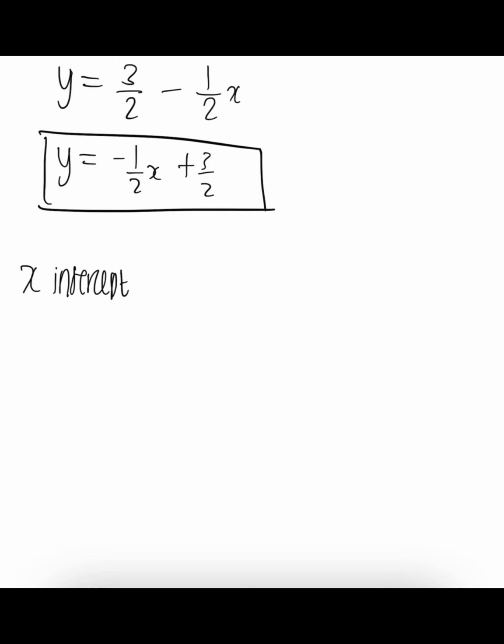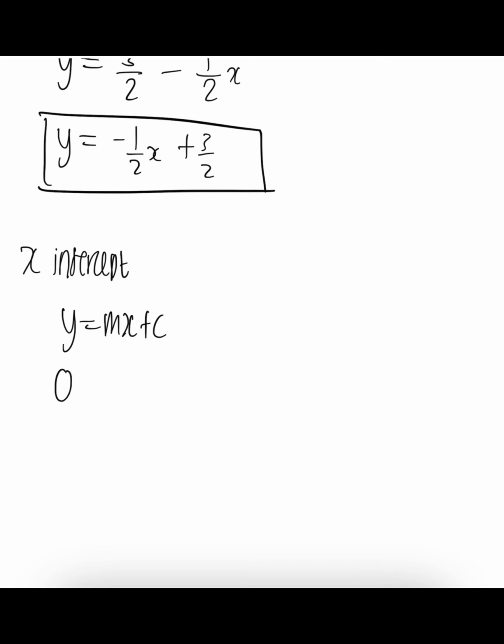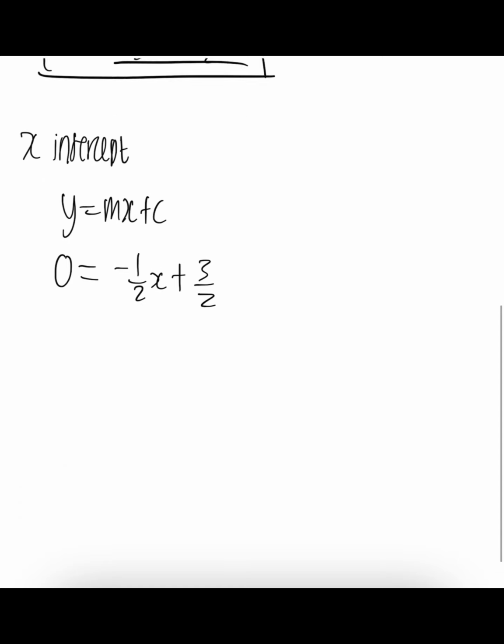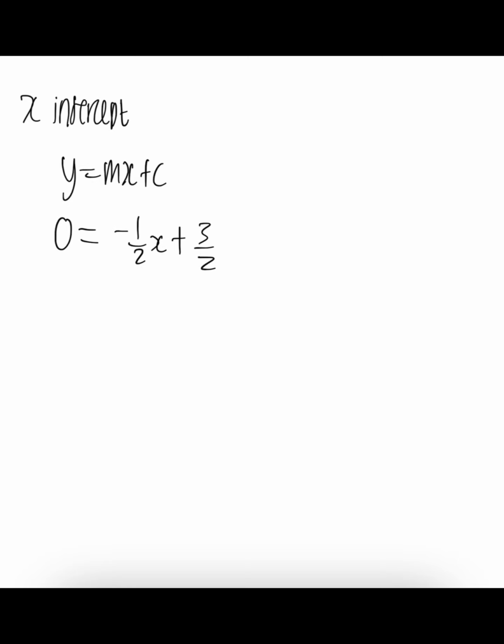When the x-intercept is found, it will also be the point where y is equal to 0. So y equals mx plus c will suddenly actually become 0 equals. Now we can use this again. So we have negative half of x plus 3 over 2. Now we need to isolate the x value instead of the y value this time, so we can just subtract 3 over 2 from both sides. Negative 3 over 2 is equal to negative 1 over 2x.